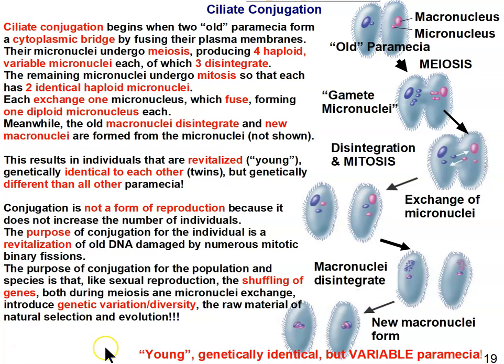So the bottom line is they become young again and genetically identical to each other, but that's only 2 cells in a population of who knows how many paramecia, but they become highly variable compared to those other paramecia. So that's it for our look at the phylum Ciliophora. Now we're going to move on to the other phyla of protozoa, starting with the phylum Zoomastigina.